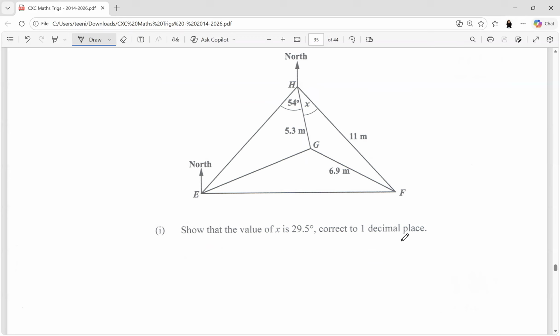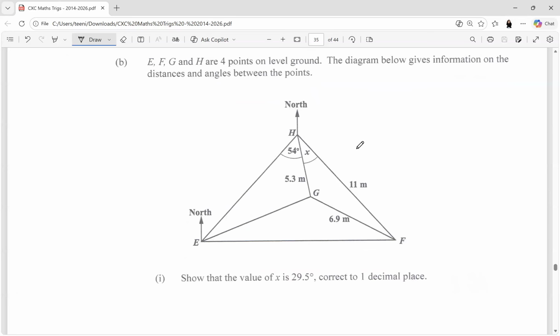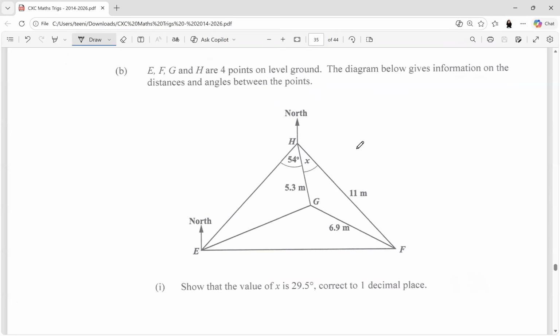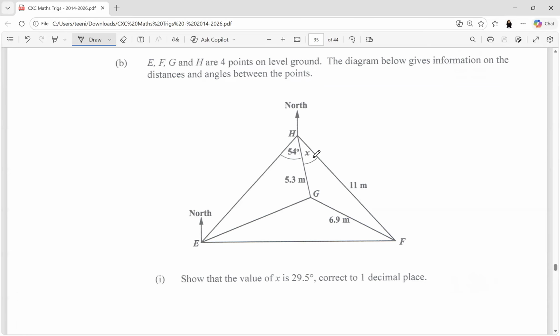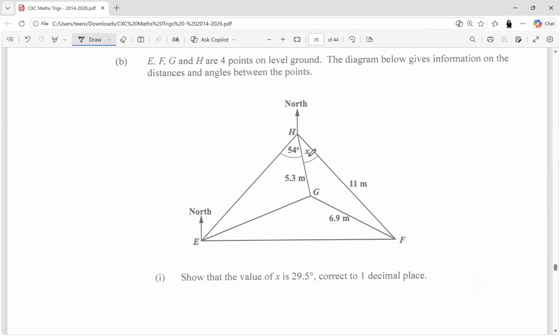Okay, guys, so we have to recall which of the rules we're going to use. It's a non-right angle triangle. And because it's a non-right angle triangle, we have to figure out whether to use the sine rule or the cosine rule. In order to find an unknown angle, you can use the cosine rule when given 3 sides.